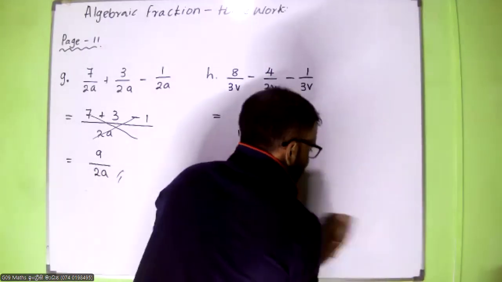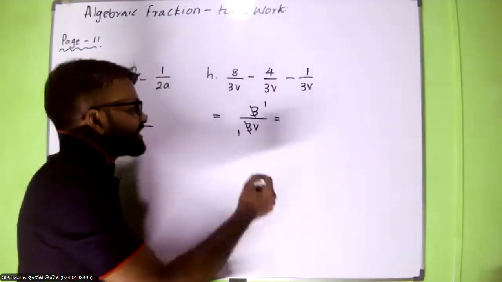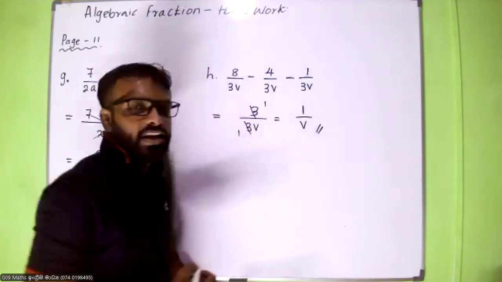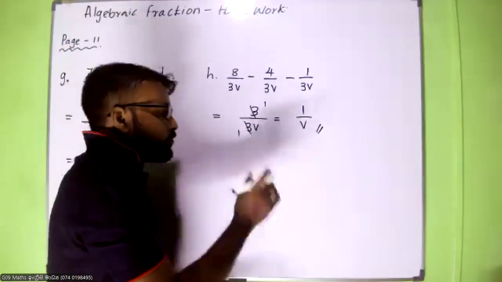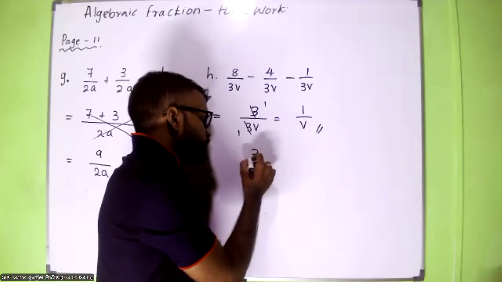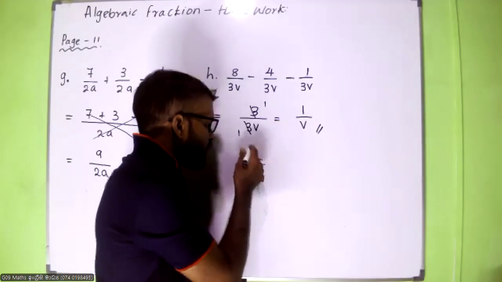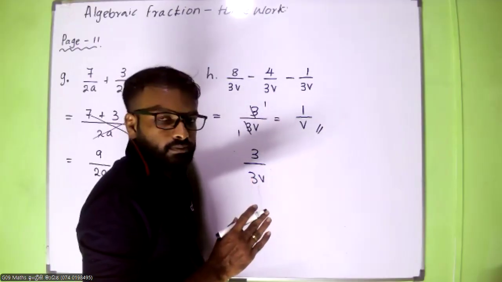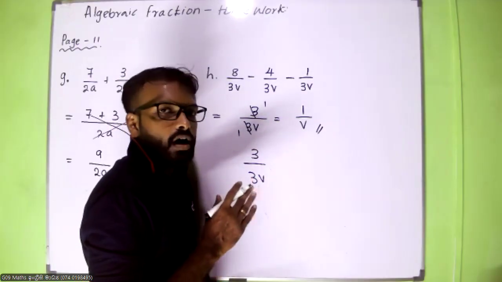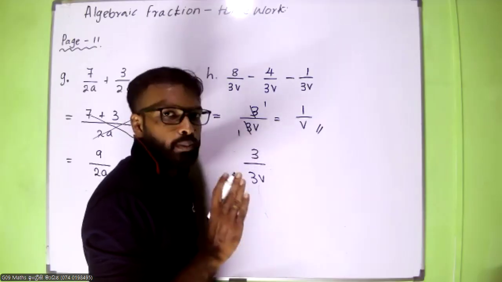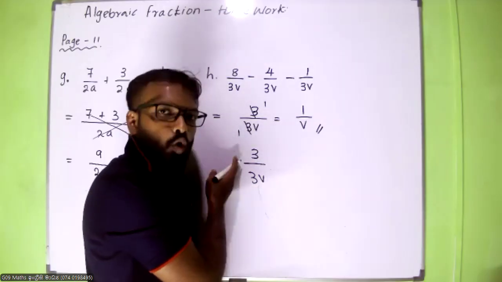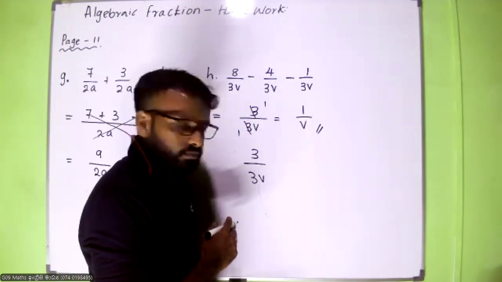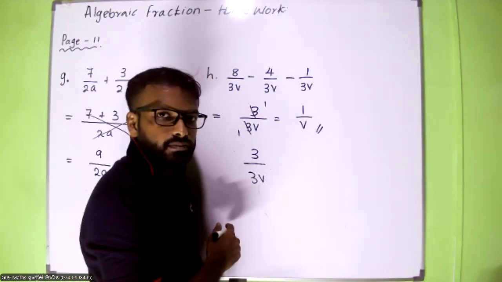So 1 upon v should be the final answer. If you keep your answer as 3 upon 3v, you won't get full marks. You will get half. Keep remembering, you won't get full marks, you will get half.